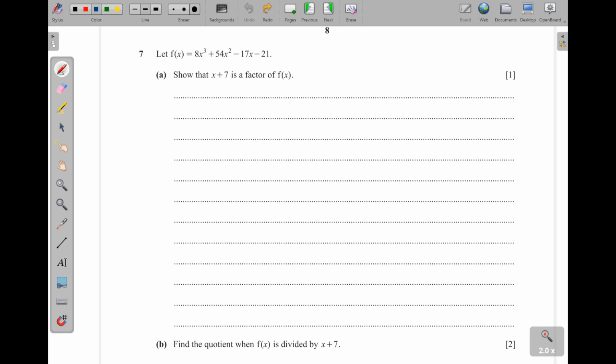Question 7. Let f of x is equal to 8x cubed plus 54x squared minus 17x minus 21. Part A, show that x plus 7 is a factor of f of x.